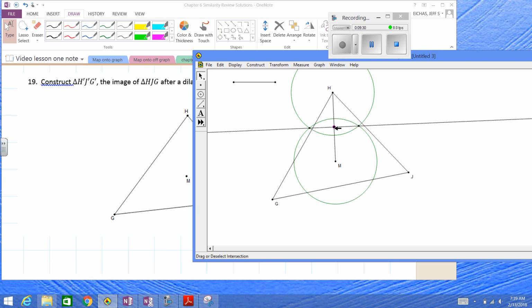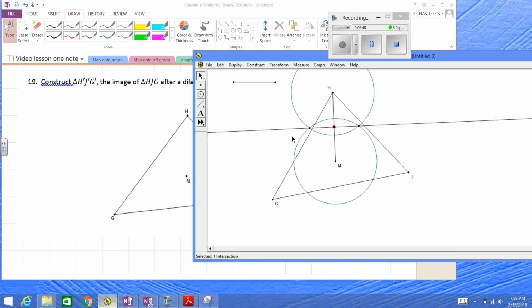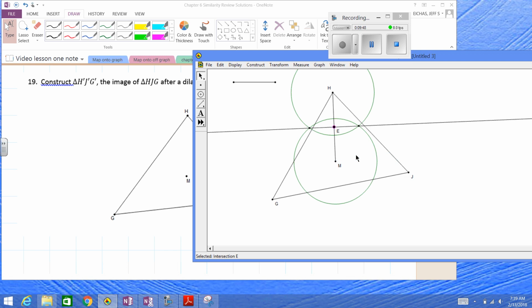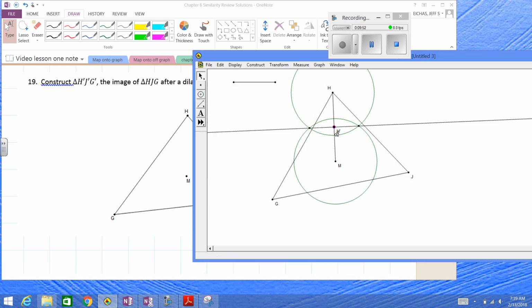That's where H prime is, because we're dilating by a scale factor of a half. You have to go from the center M. So half the distance would be where the perpendicular bisector hits HM. So that's going to be H prime. Now that is, unfortunately, going to have to be done 3 times. So this construction is going to get pretty messy.